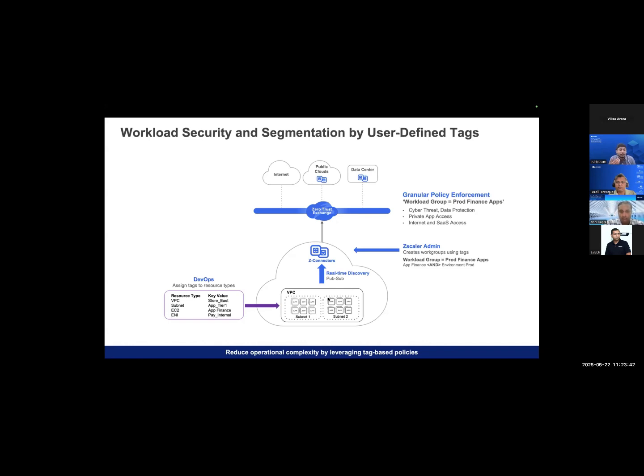We also do support attributes. So if you say, I don't want to use tags, is there any other option? Yes, we do support attributes. Attributes are things like the VPC ID, subnet ID, the instance ID, or the ASG group ID. These are the things you can use as part of your policy as well. So we do support tags as well as attributes.